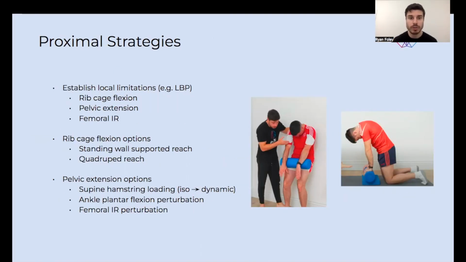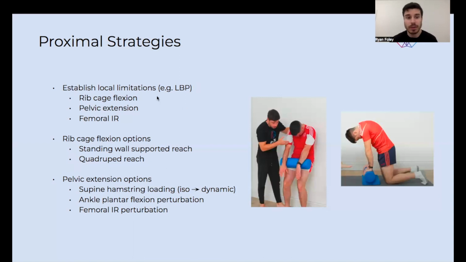Okay, so let's work through some potential strategies that we could distribute proximally to restore these local load sharing qualities between the proximal segments. So initially, we need to establish the local limitations. So during our objective assessment, we need to identify what structures are limited and what directions they are limited into. Okay, so let's say, for example, we have a client with lumbar spine pain. Okay, a pain experience around the lumbar spine.